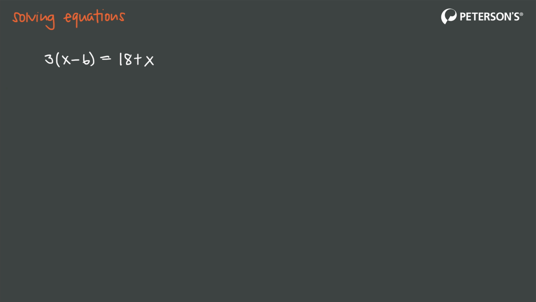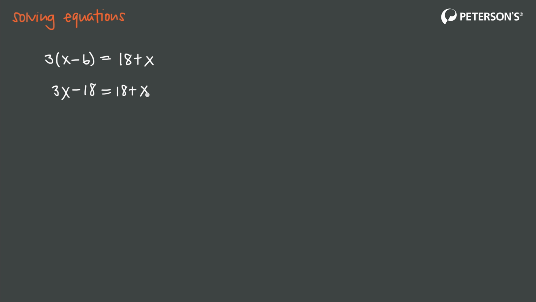So let's look here at a couple examples. The first one is 3 times the quantity x minus 6 is equal to 18 plus x. So if this is the equation that we've set up, how do we go about solving it? Well, sometimes you can do steps in different orders, but in this case, the first thing that we want to do is multiply this 3 across the x minus 6. So 3 times x gives us 3x, and 3 times a negative 6 is a negative 18. So we end up with that on the left-hand side, and then we have that equal to 18 plus x.